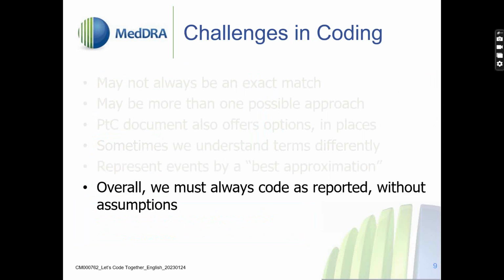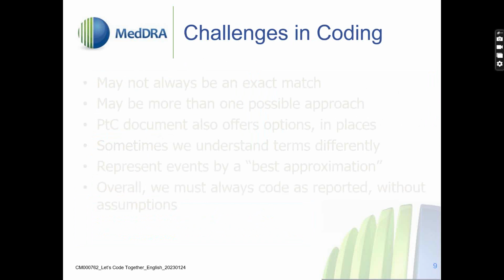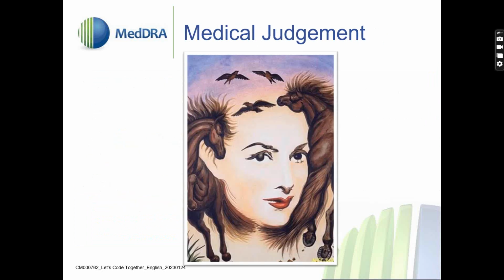And overall, we must always code as reported. We never add information or make assumptions. But sometimes verbatim terms can be really tricky. And we always have a picture and we say, well, how do you see this picture? Sometimes verbatim terms can be like this. I could look at that and see the woman's face, but someone else might look at it and they immediately see two horses running, galloping with some birds in the sky and some birds there which actually make the face of the woman. So medical verbatim terms can be like this. You look at it one way and you see one condition, but then you've got a little doubt in your mind. Maybe it means something different.